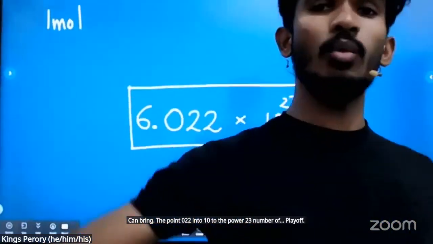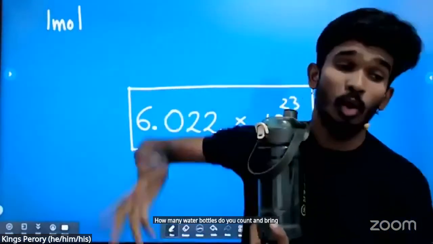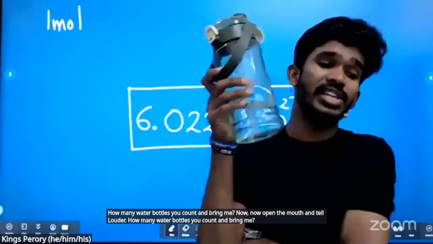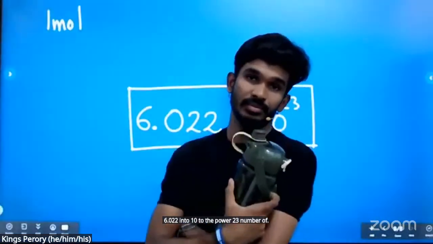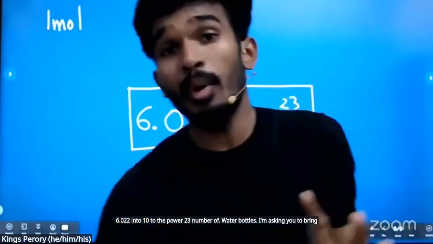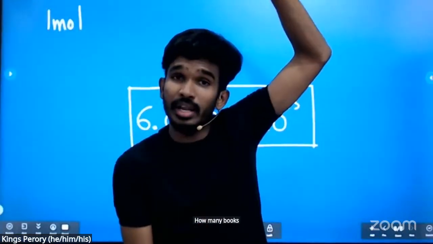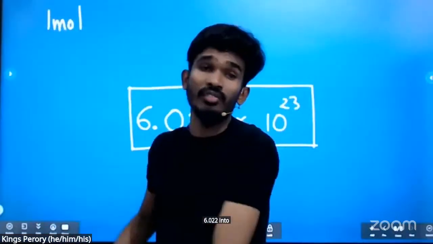I'm asking you to bring 1 mole of water bottles. How many water bottles do you count and bring me? Now open the mouth and tell louder. 6.022 into 10 to the power 23 number of water bottles. I'm asking you to bring 1 mole of books. How many books do you have to count and pack and bring me? 6.022 into 10 to the power 23 number of books.